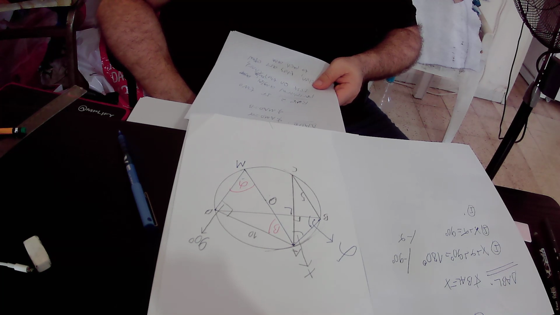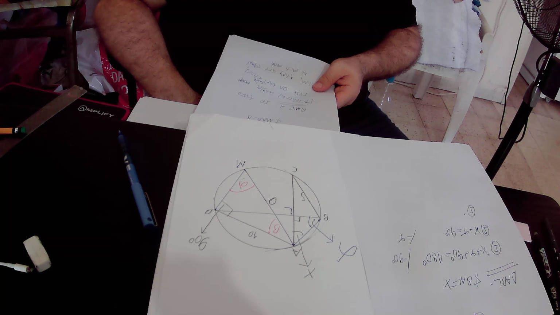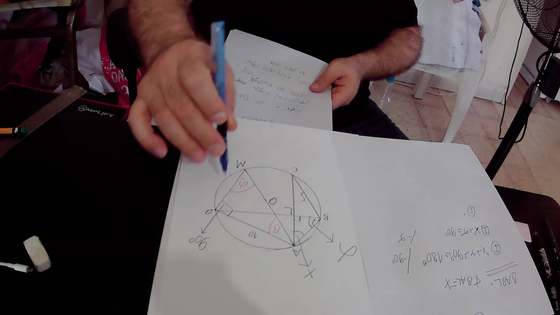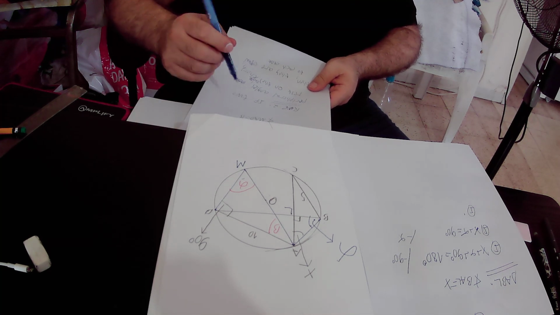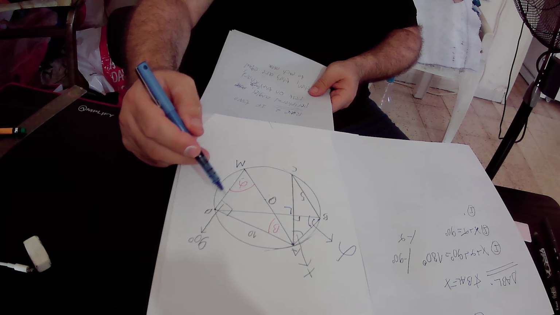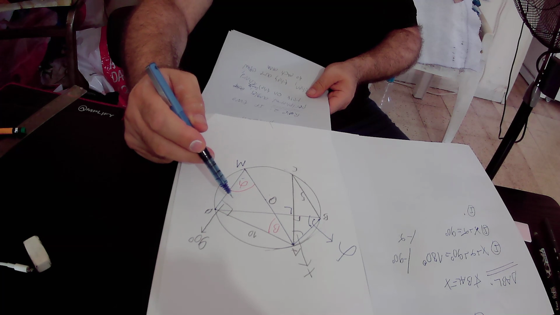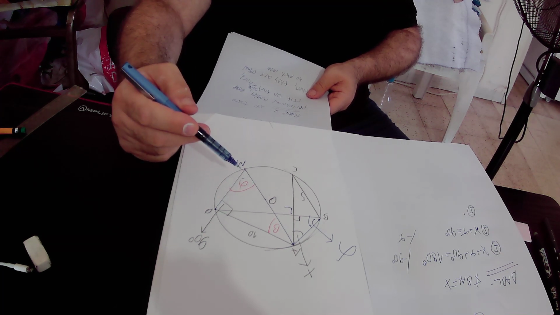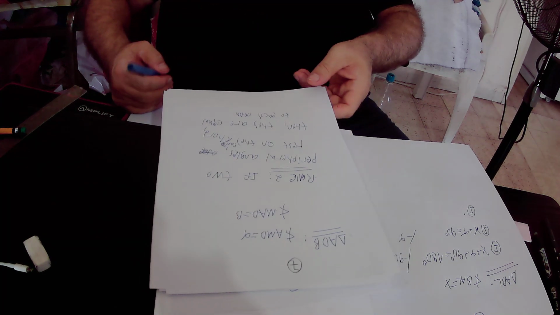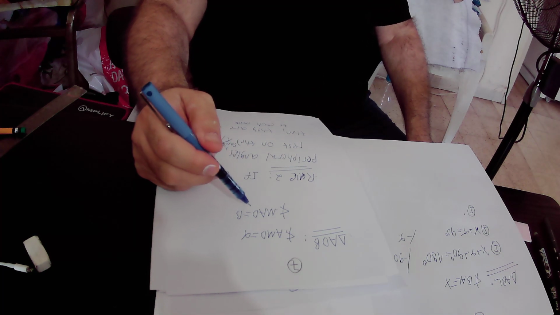Actually, we will return to the right triangle AMD. We defined angle AMD as alpha and angle MAD as beta. Okay, angle AMD equals alpha and angle MAD equals beta.